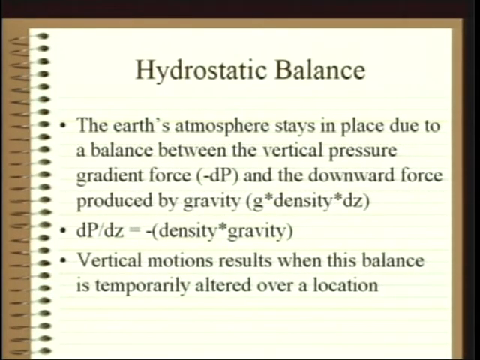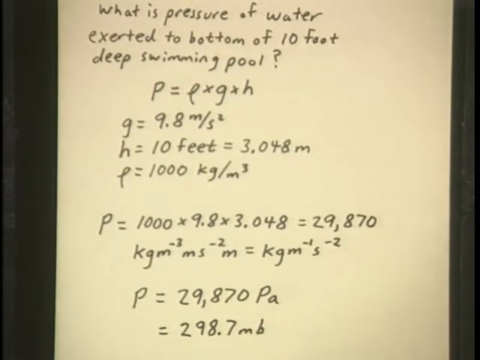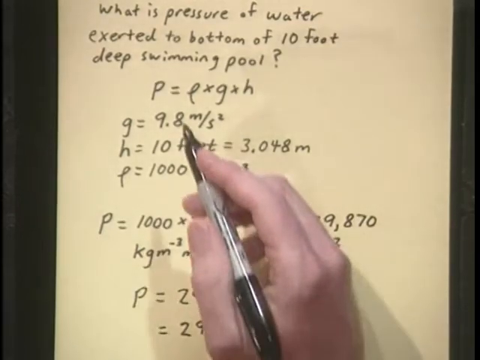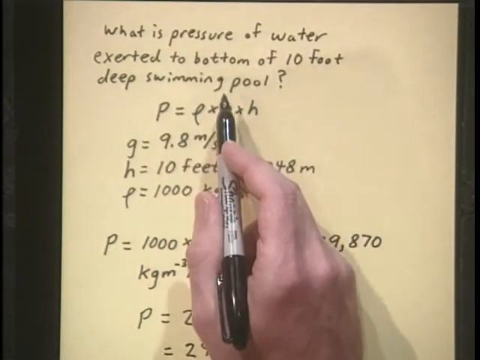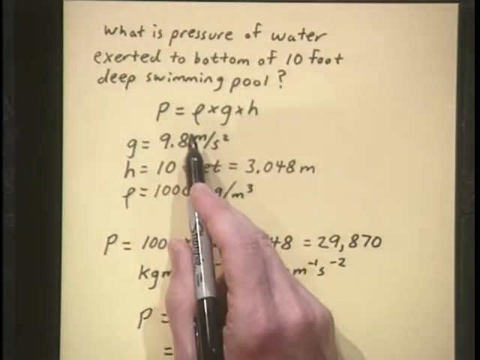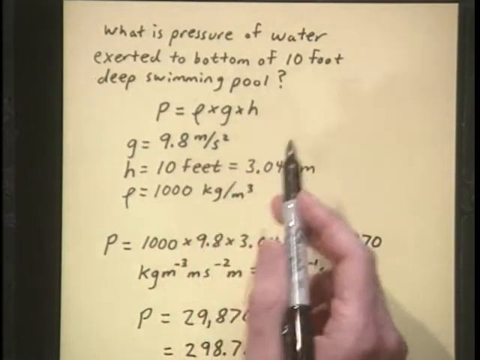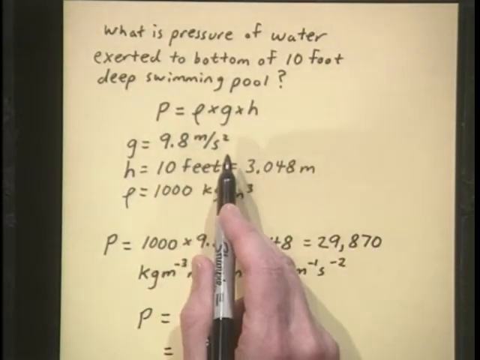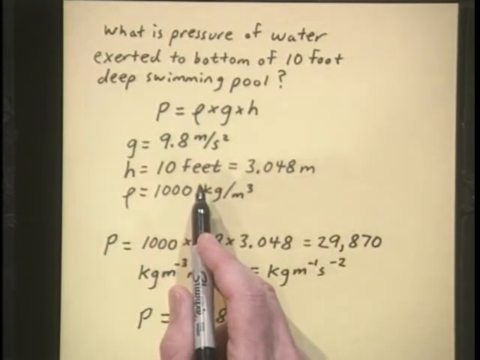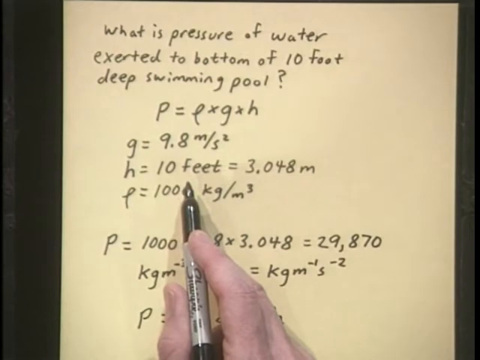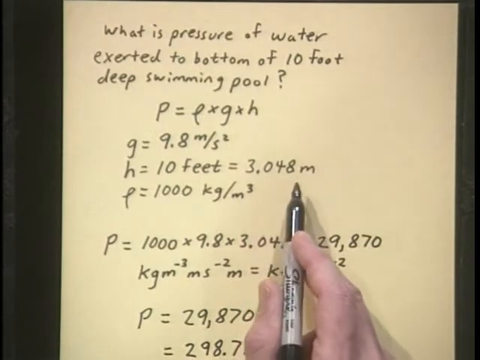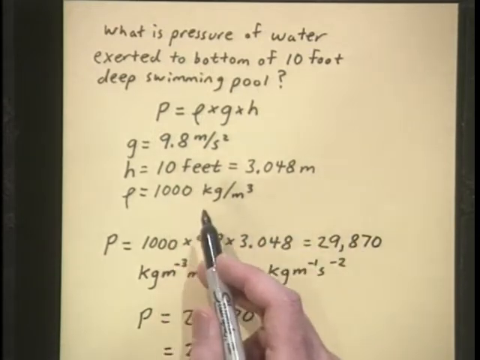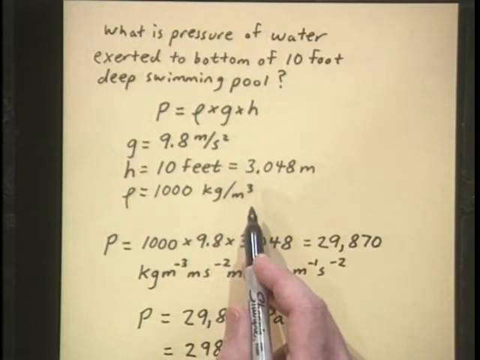Now in the overhead, we're going to look at an example of finding water pressure and then look at a diagram of hydrostatic balance. So our question here is, what is the pressure of water exerted to the bottom of a 10-foot deep swimming pool? And we're going to solve the equation pressure is density times gravity times height. Gravity is a constant of 9.8 meters per second squared. Our height is 10 feet, and as I mentioned, anytime you're given units and they're not in metric units, they need to be converted to metric units. So 10 feet is equal to 3.048 meters, and the density of water is 1,000 kilograms per meter cubed.